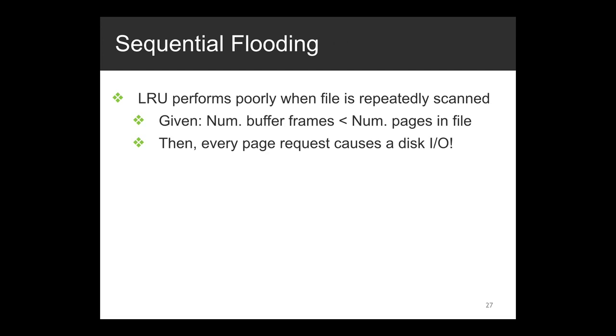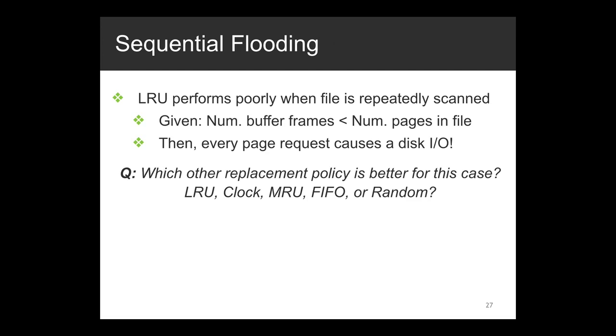So that is called the sequential flooding problem, where every page request ends up causing disk I/O. There is another replacement policy that is optimized for this sort of problem, and that is your most recently used algorithm. Why is that?